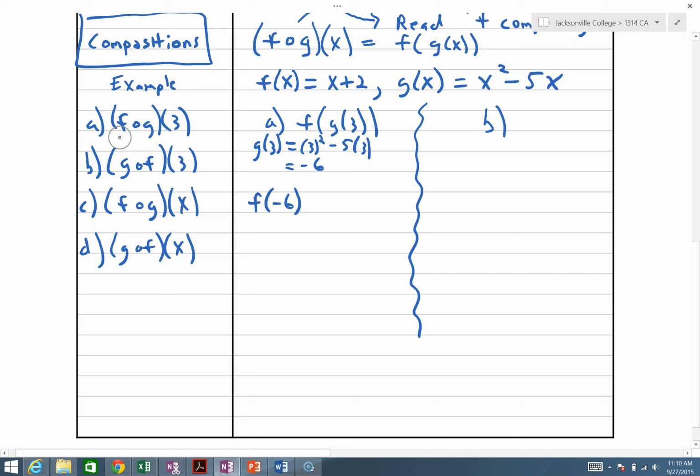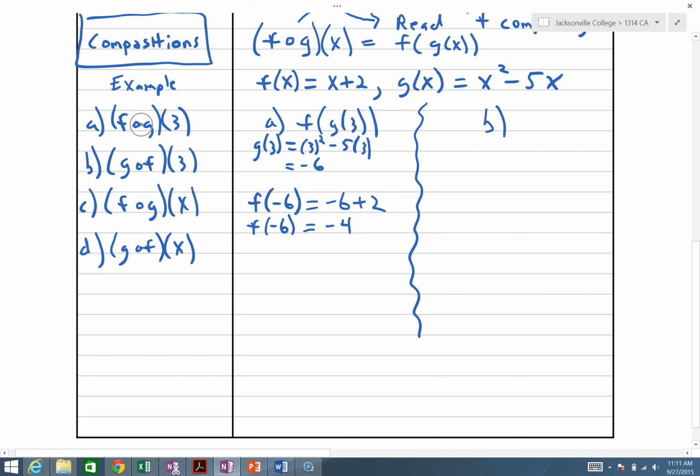Again, let's look at what I said. F of G of 3, F compose G of 3, is the same as F of G of 3. So I evaluated G of 3. It was negative 6. So I'm simply taking this negative 6 and substituting it here where G of 3 is. So what I'm saying is F of negative 6. Well, my F function is x plus 2, simply substituting negative 6 in place of x. Negative 6 plus 2 is negative 4. So F of negative 6 is negative 4.